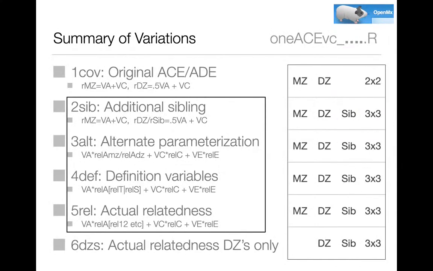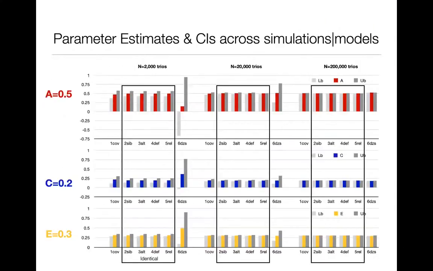In the last variation, we dropped the MZs, so we're still estimating a 3x3 matrix, but only using the 1,000 DZ simulated pairs with their extra sibling. So let's see what happens to the parameter estimates across these different simulations and models. We are focusing on the left part of this graph, which was the original simulation with 1,000 MZ pairs and an extra sib and 1,000 DZ pairs and an extra sib. So in total, we have 2,000 trios.